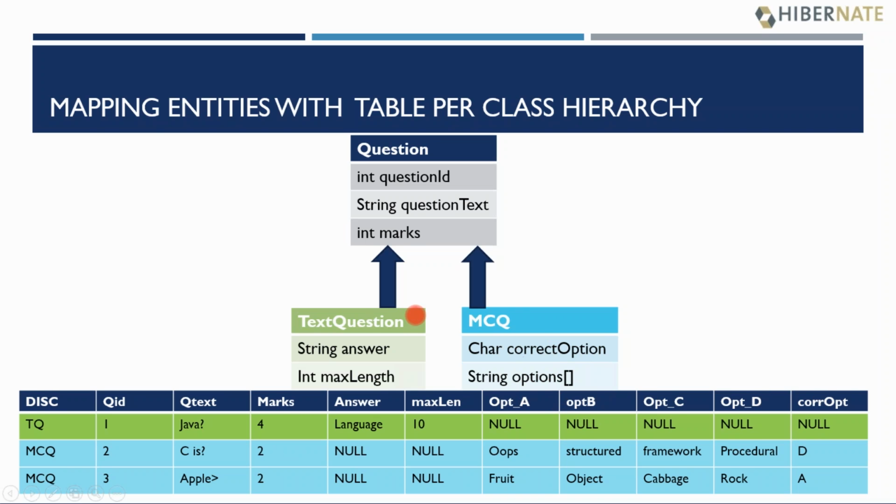Now let's say you're creating an object for the text question. You will have altogether five fields: question ID, question text, marks, answer, and then the length. So this is what you have. First, question text is Java, marks we have set as 4, answer is Java is a language, and maximum length, what you can write as the answer, is 10 words, let's say. The rest of the fields are marked as null, null, null.